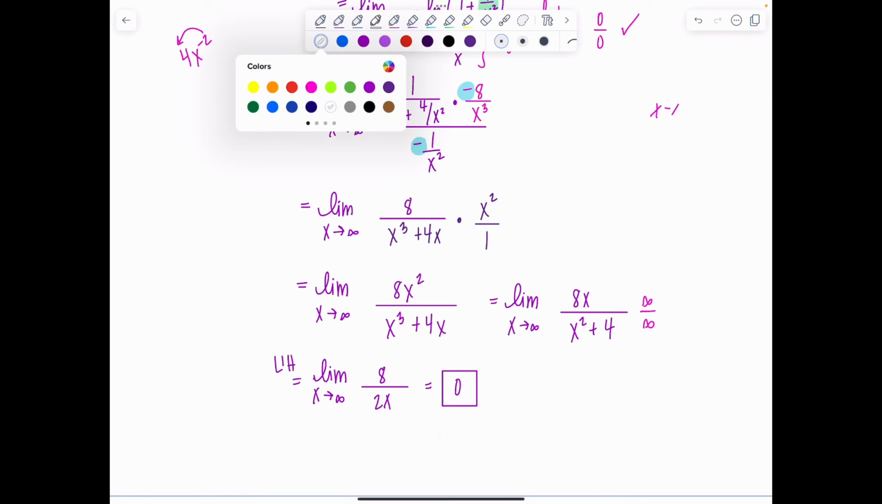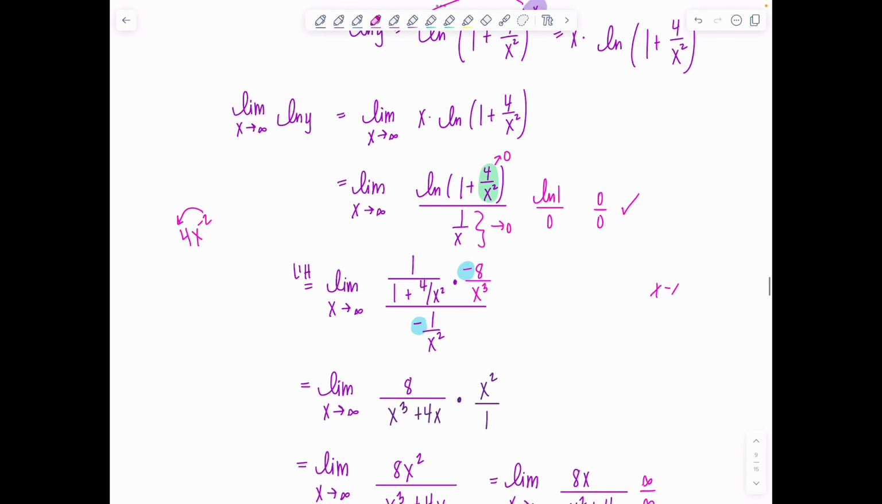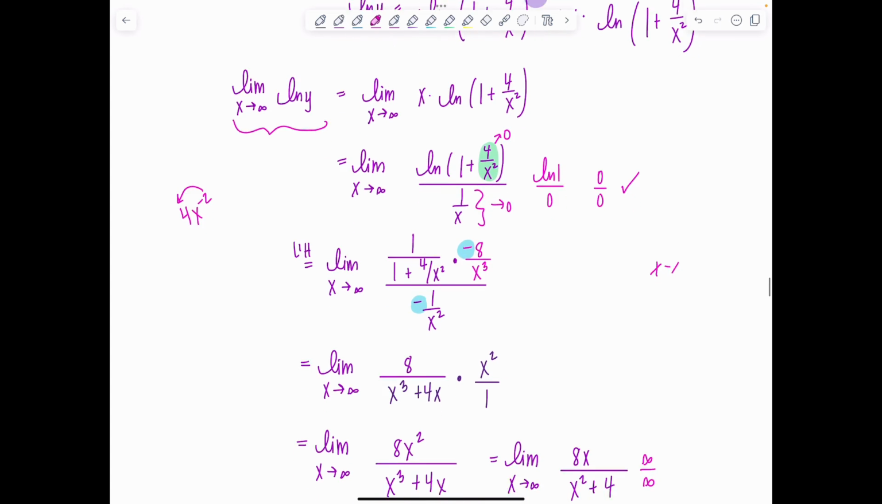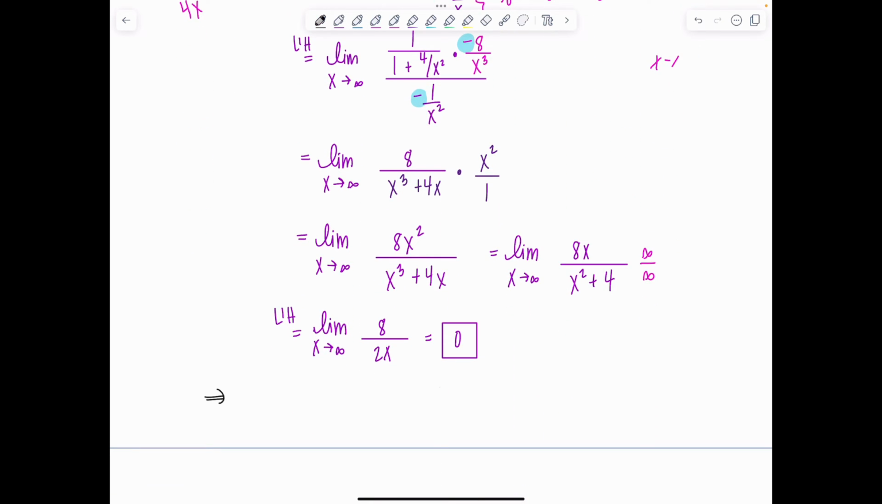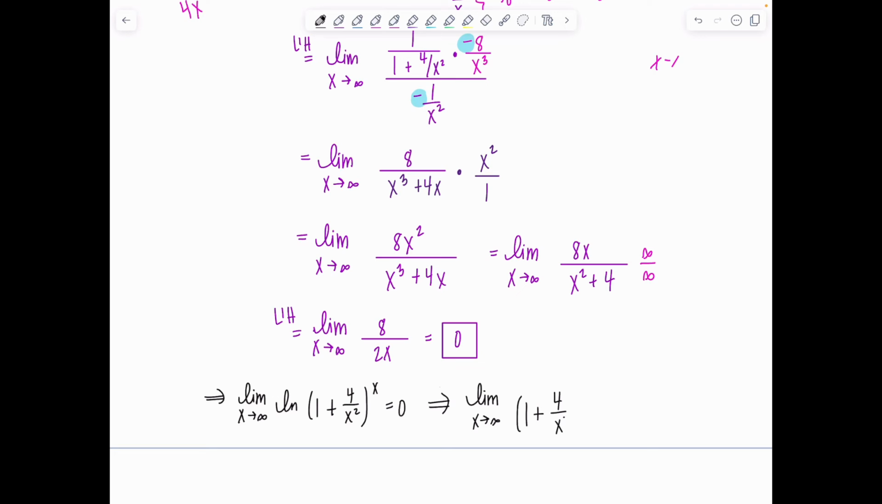Good. So here's the deal. We just showed the limit as x approaches infinity of the natural log of y was 0. So this means the limit as x approaches infinity of the natural log of y, and y was (1 plus 4 over x squared) to the x, that's 0. Well, to get my original limit, because remember my original limit did not have a natural log, I have to take the result that I just got, which was 0, and make it the exponent on e, base e, since that will undo the natural log that we added in. So my final answer is actually 1.